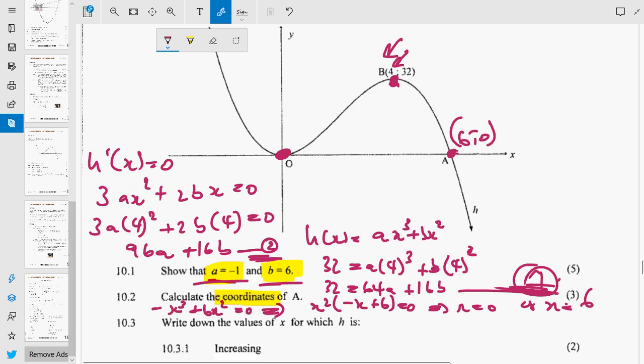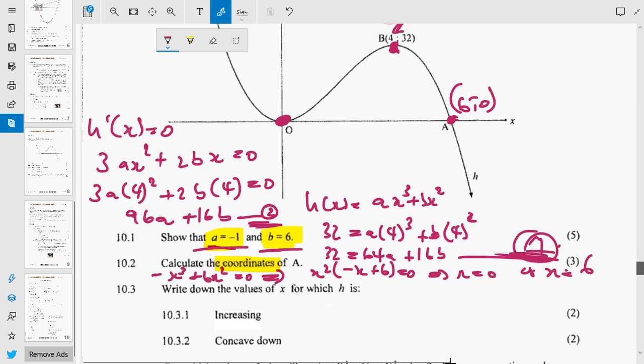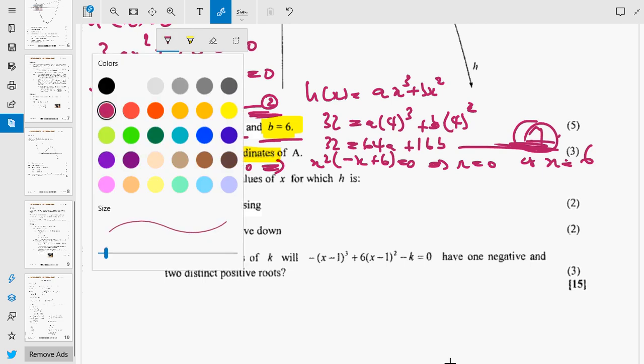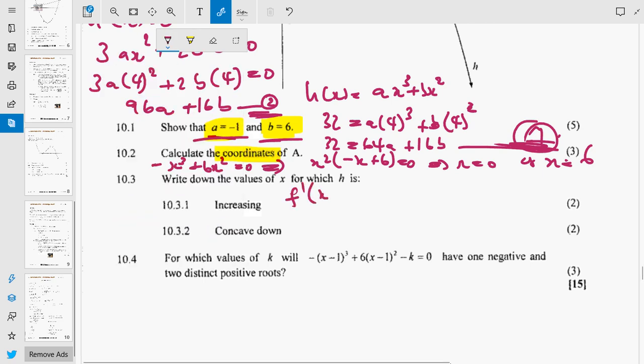Now, I've calculated the coordinate of A, and now they say write down the value of x for which h is increasing. Now, this question here, there are two ways to do it. Either you just look at the graph or you do it algebraically. Since I know that most of you struggle with just looking at the graph, I'm going to do it algebraically. Now remember, for h to be increasing, the derivative must be greater than 0.